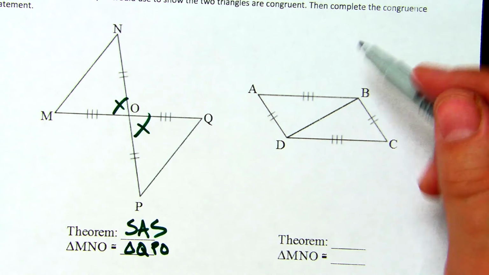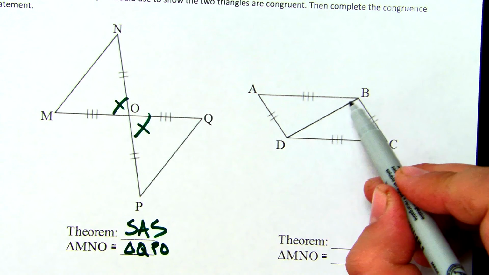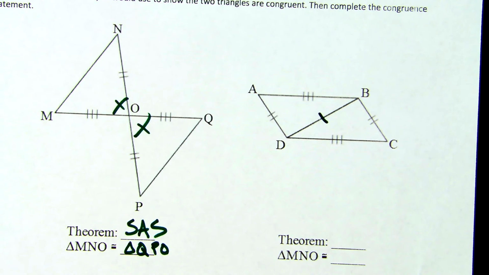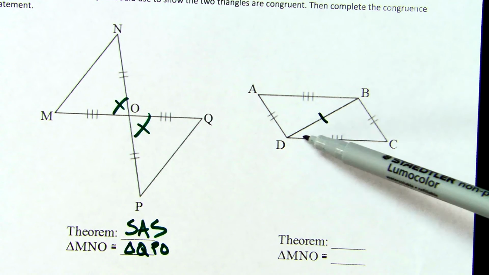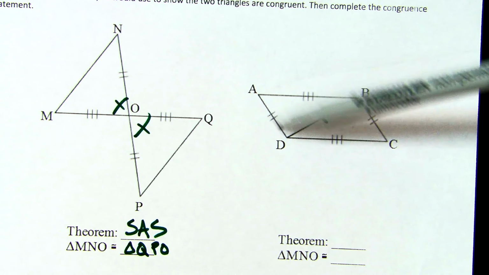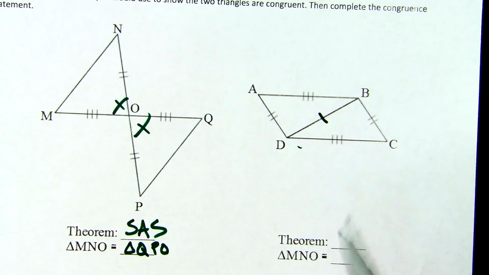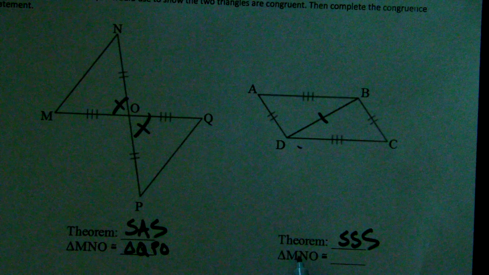The second problem here, okay, you see that shared side? You know that DB is congruent to itself. Now what do I have? DB is congruent to DB, AD is congruent to BC, and AB is congruent to DC. Side, side, side.